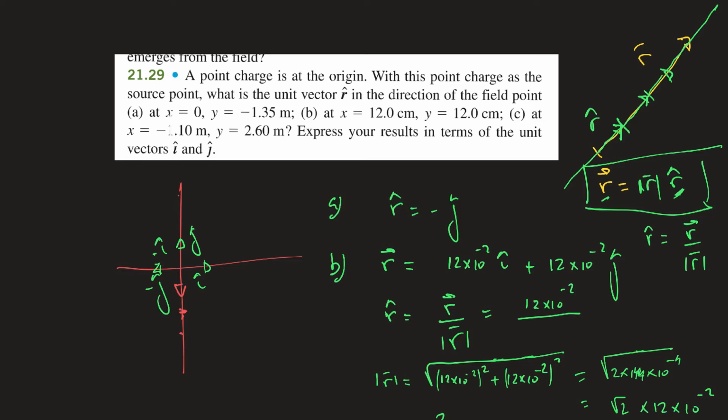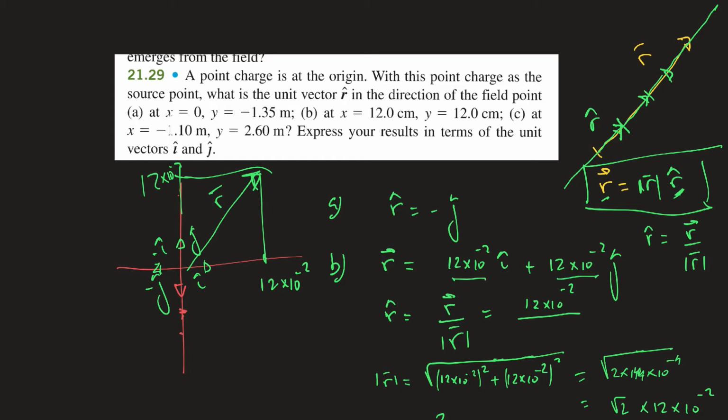The second part, when x equals 12 and y equals 12, it means that you are talking about a point, let's say 12 centimeters. Let's go with centimeters. Okay, 12 and 12, so it means that the vector is here. This is the vector r. So this is 12 times 10 to the minus 2, and this is 12 times 10 to the minus 2. So this is the vector r.